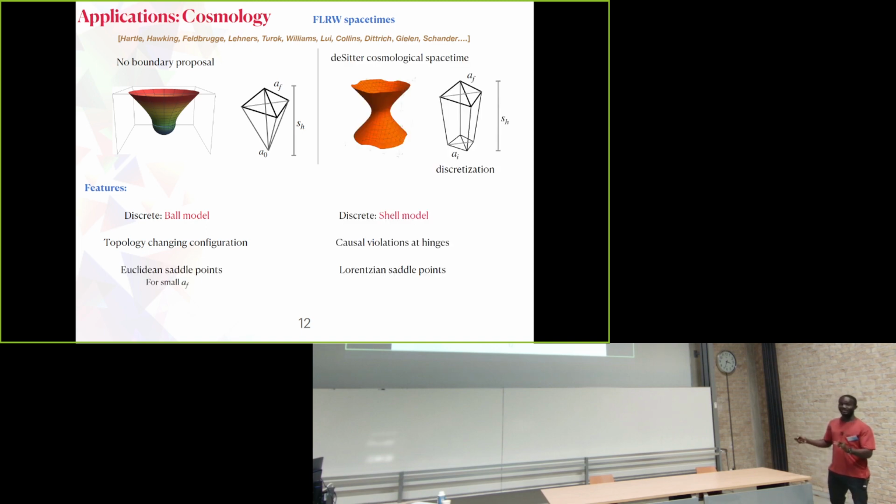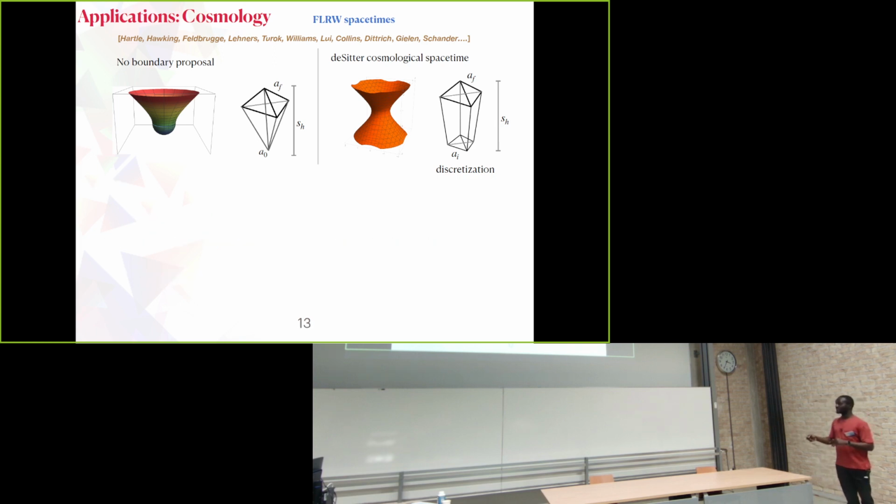The other example I will talk about is de Sitter cosmology. I start from an initial cosmology for some scale factor initial, and then I go to another scale factor final, and the one I call N here, you can think of as the lapse function. The little you need to know is that for this kind of model, there are some Euclidean saddle points, and there is a Lorentzian saddle point. These types of models I call the shell model, because in the discretization they look like shells. So there's a ball model and a shell model.